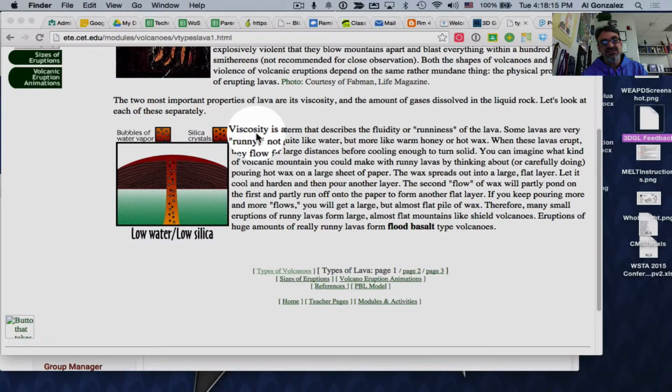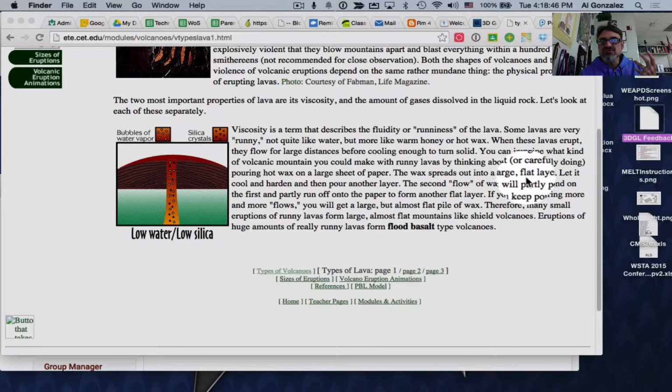First, we have to know what viscosity is. Viscosity is a term that describes the fluidity or runniness of the lava. Some lavas are very runny, not quite like water, but more like warm honey or hot wax. When these lavas erupt, they flow for large distances before cooling enough to turn solid. You can imagine what kind of volcanic mountain you could make with runny lavas by thinking about, or carefully doing, pouring hot wax on a large sheet of paper.